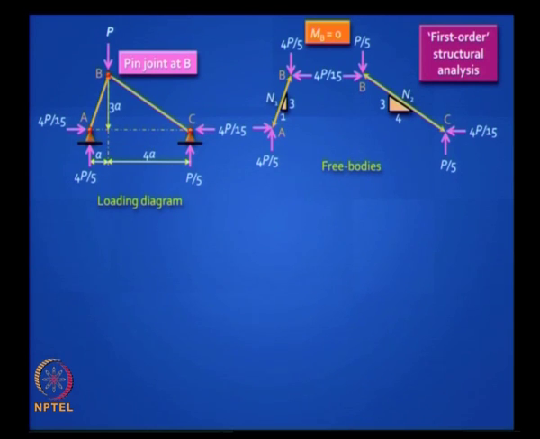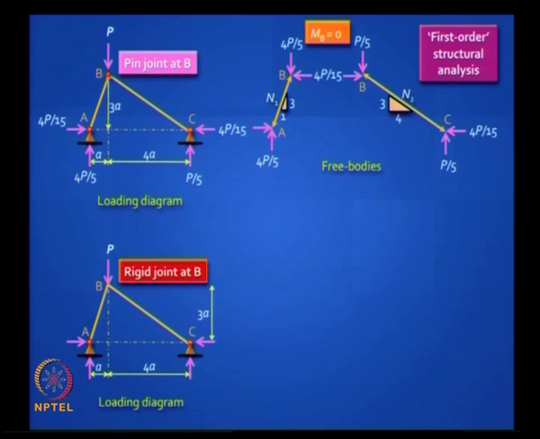We move on to the next topic, and this is a good interface. Look at this problem which we looked at earlier. You have a pin joint at B, and what happens if you make that joint rigid? Strictly, what all can happen? You got axial forces in the first case. Now what is the extra that you can get?